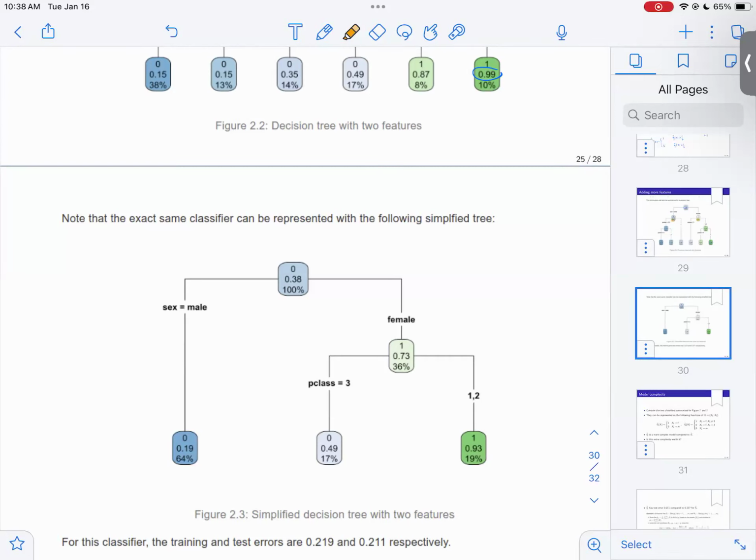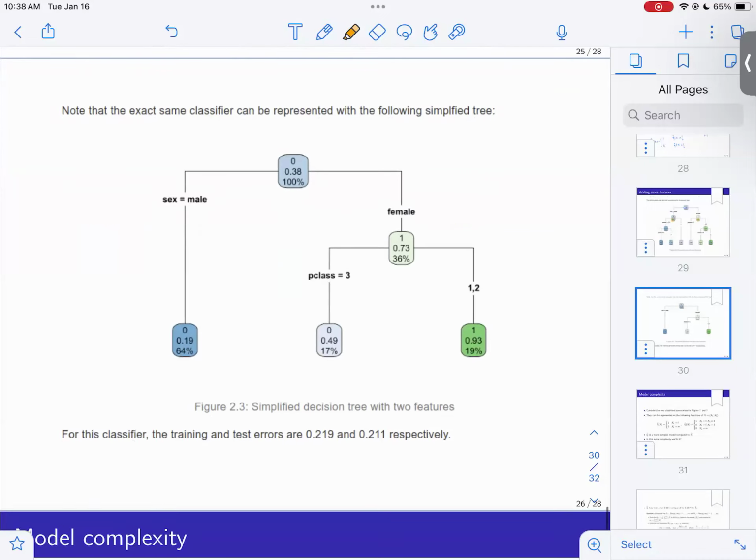So this is different than the classifier that we had before because there's this split here. So it's potentially a better classifier. Now you can evaluate the training error, and you'd see that the training error is 0.219. The previous one that we had, just based on 6, was 0.221. It's very close. And the test error is 0.211. The other one was 0.217. Again, very close.